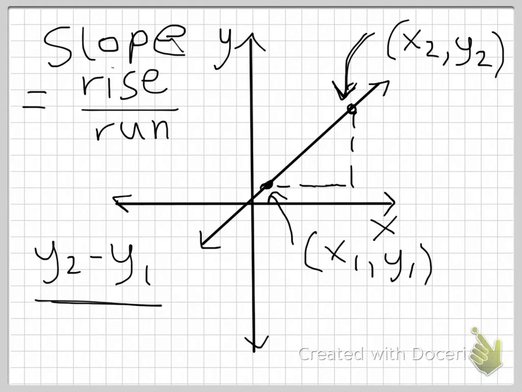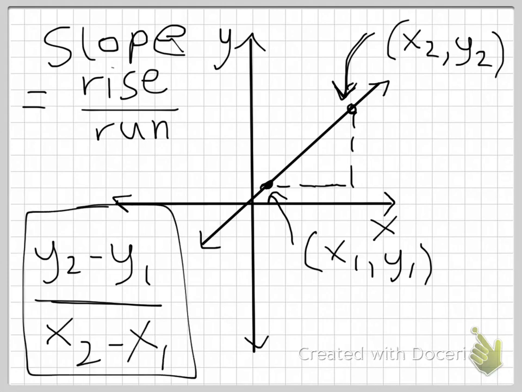And the run would be the same thing except with the x coordinates. So that's the slope. The y coordinate of the second point minus the y coordinate of the first point over the x coordinate of the second point minus the x coordinate of the first point.